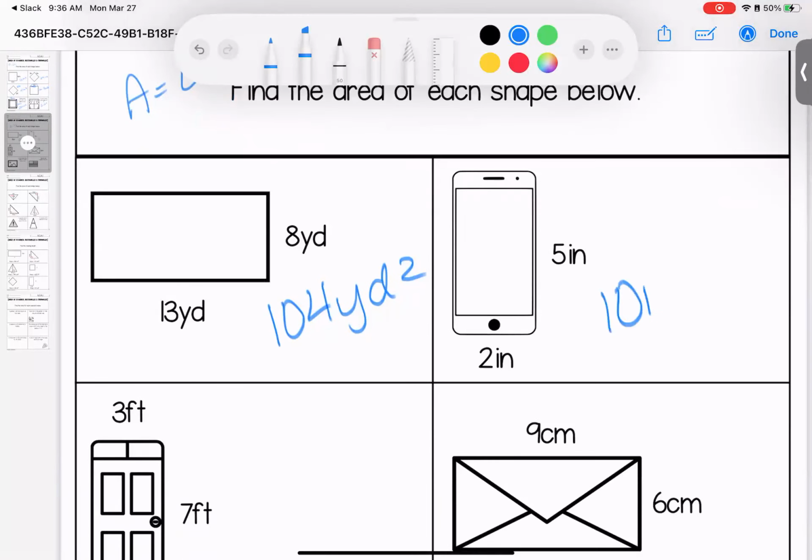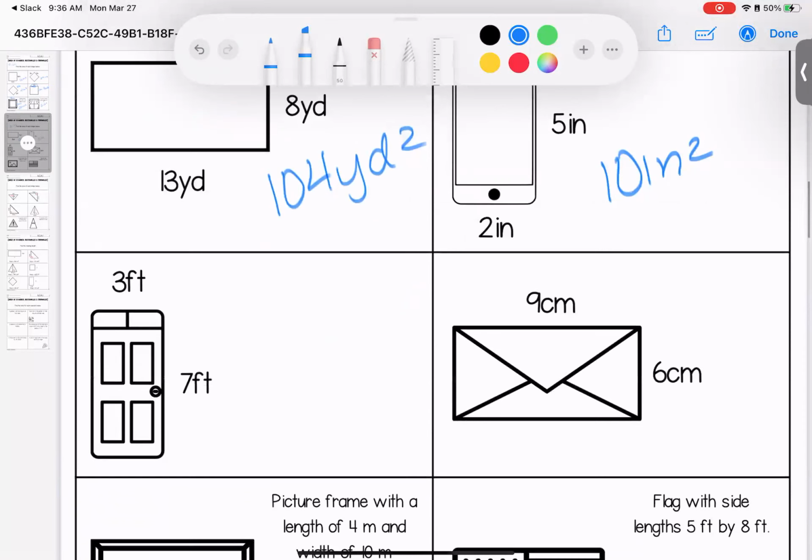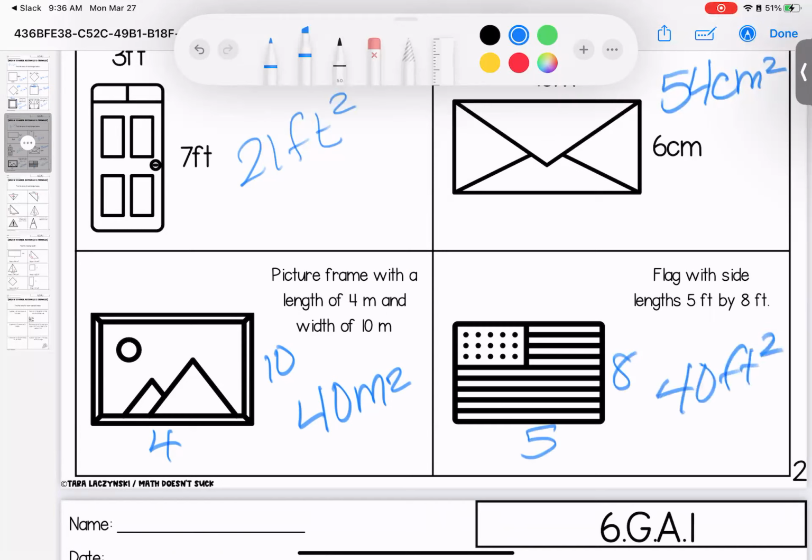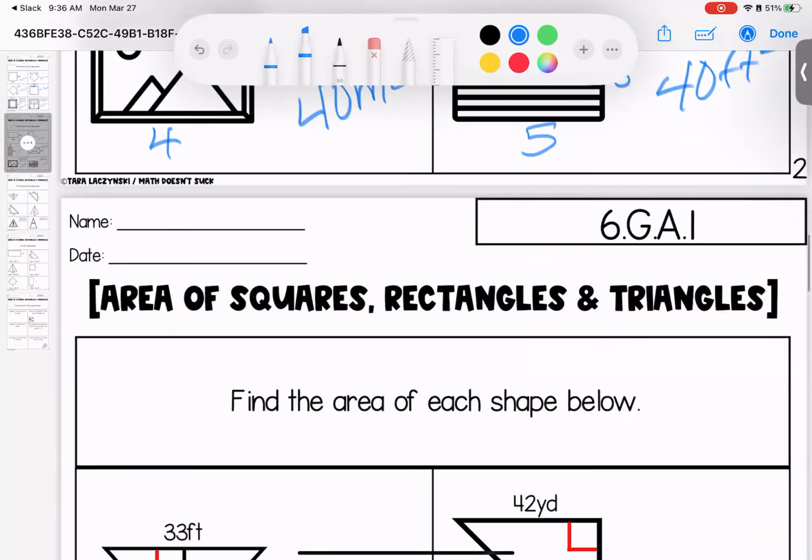5 times 2 is 10 inches squared. 7 times 3 is 21 feet squared. 9 times 6 is 54 centimeters squared. Looking at a little bit more of a word problem vibe, picture frame with a length of 4 and a width of 10 gives me 40 meters squared. This one has a length of 5 and a width of 8. 5 times 8 is 40 feet squared. Questions on these? Bring them with you to class.